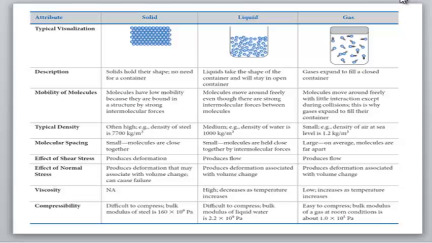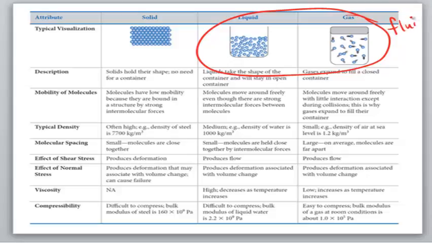Let's talk about some differences between solids, liquids, and gases. So hopefully we're all familiar with these three phases of matter, and we're going to take a closer look at the comparison between the three, and that's going to give us some understanding that we'll need in our subsequent study of fluid mechanics. So fluid mechanics, when we talk about fluids, we're talking about both liquids and gases. So these are both considered fluids.